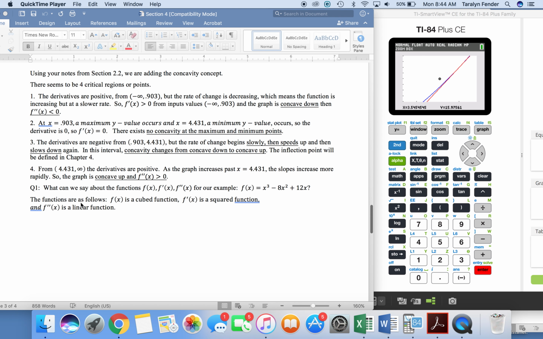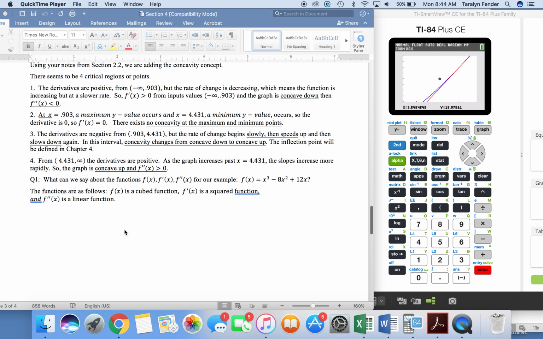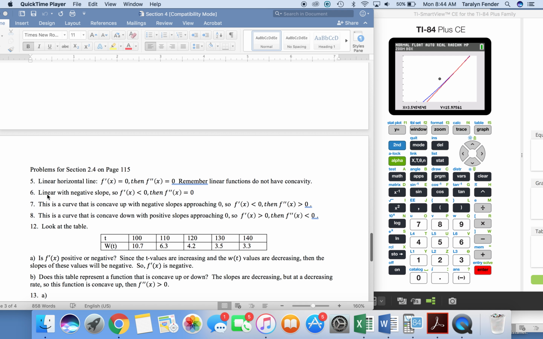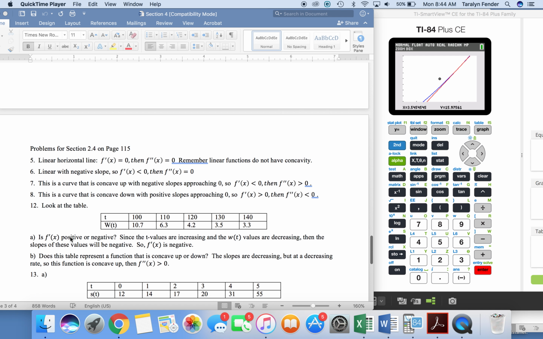The functions are as follows. F of x is the cube function, f prime is the squared function, and f double prime would be the linear function. So you'll have to look in your book and go through these, but look at the table.